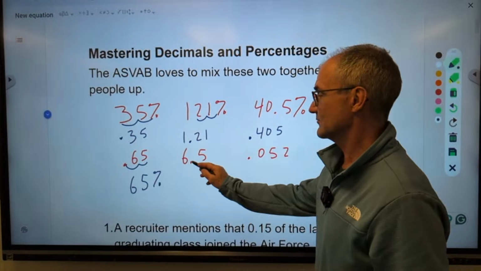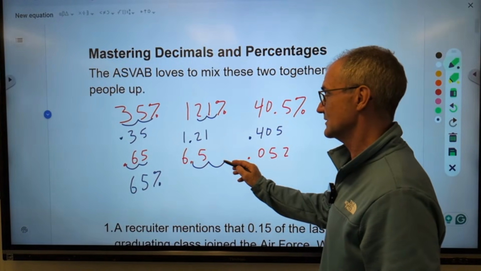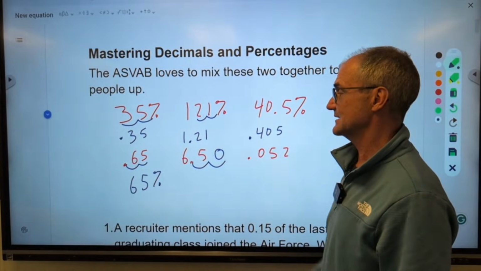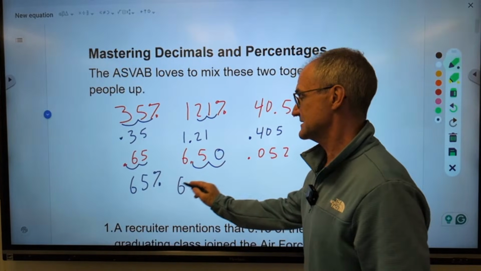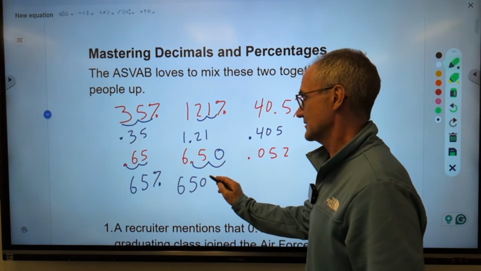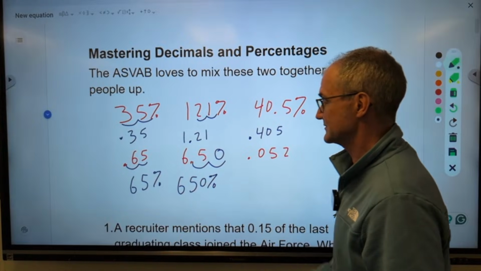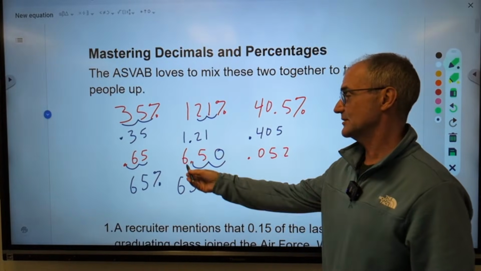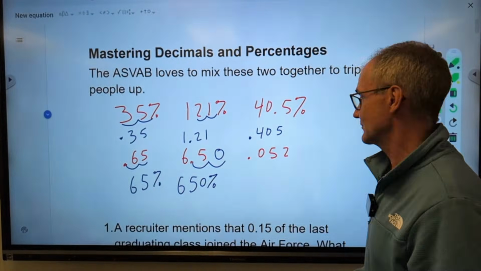Right here, I've got to go over 1, 2. Well, there's no space there. It has to be a 0. So this is 650%, which makes sense. It's going to be more than 100 because this is more than 1.